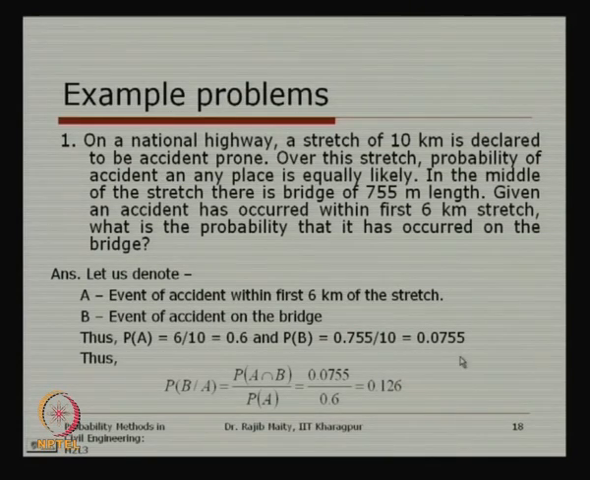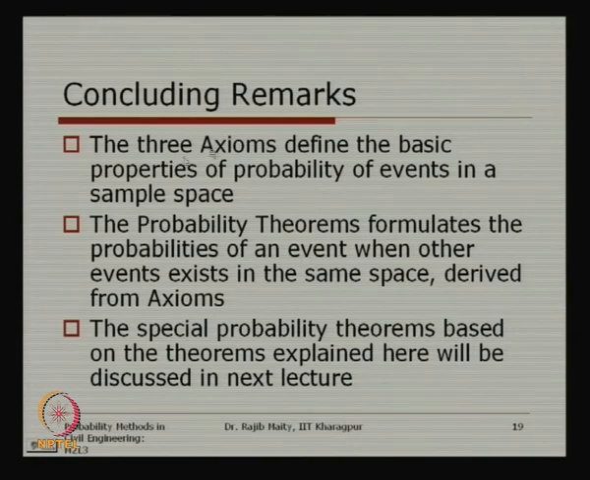So in this class we have seen that there are 3 axioms that define the basic properties of the probability of events in a sample space, and the probability theorems formulate the probabilities of an event when other events exist in the same space, derived from these axioms. The special probability theorem based on this theorem explained here will be discussed in the next lecture.